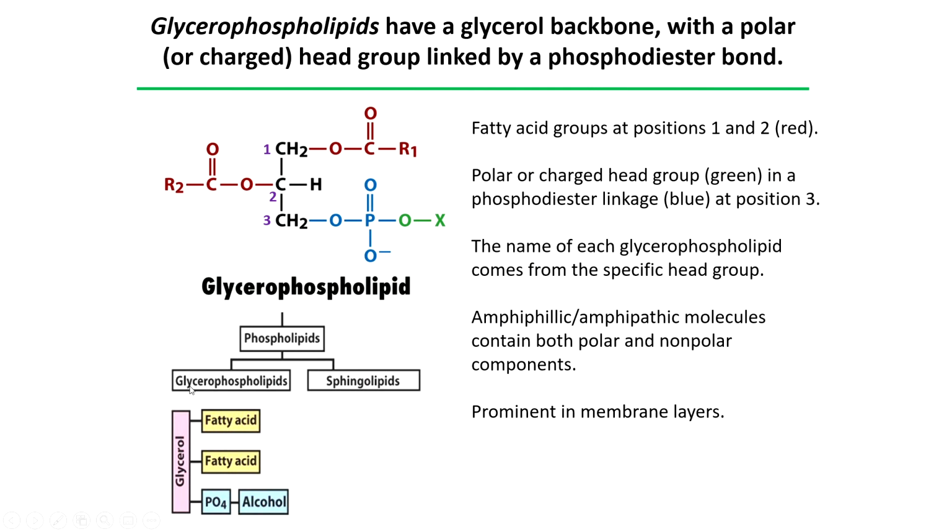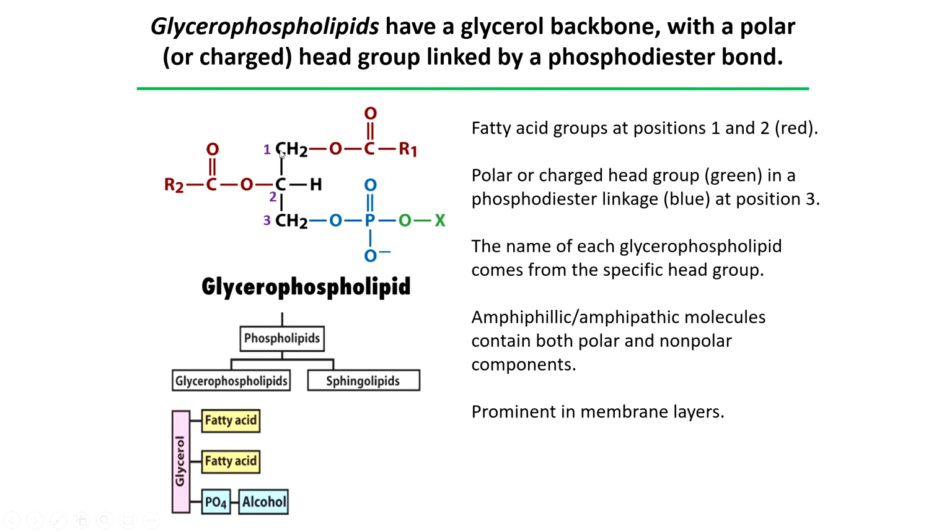Glycerophospholipids have a glycerol backbone, two fatty acid chains, and a head group that is typically polar. The polar head group is linked to the glycerol backbone by a phosphodiester bond. The fatty acids are linked by ester linkages, as pictured here.